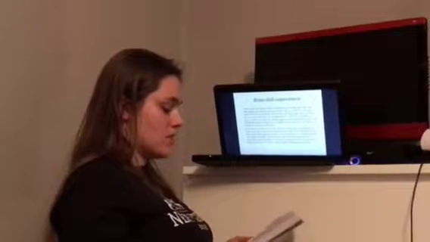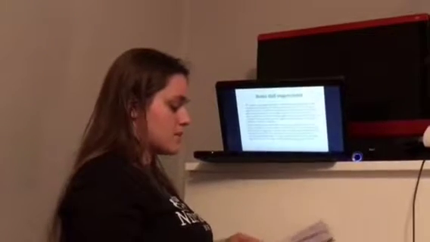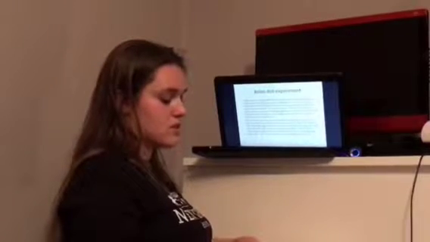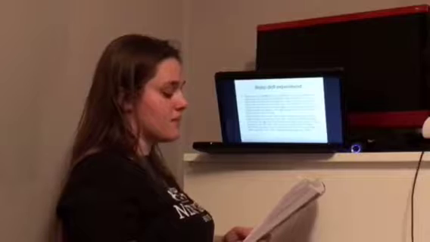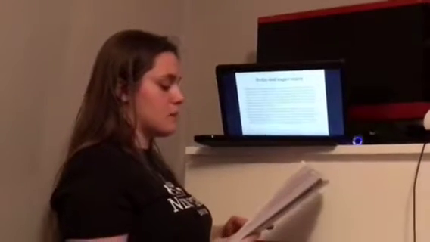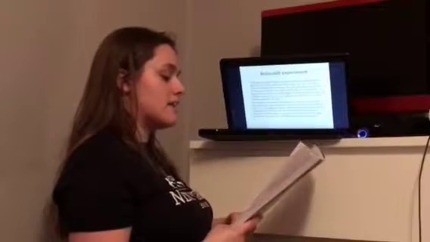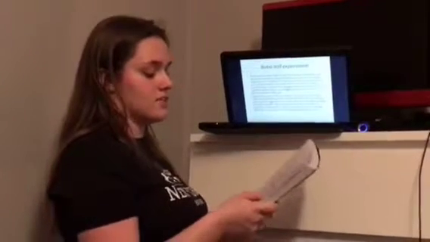The experiment showed that the first group, the majority of them went towards the doll and started copying what the teacher was doing, being aggressive towards it. The second group were just playing with it nicely. And the third group, most of them didn't go anywhere near the doll because they didn't have any interest in it, because they hadn't been shown anything.